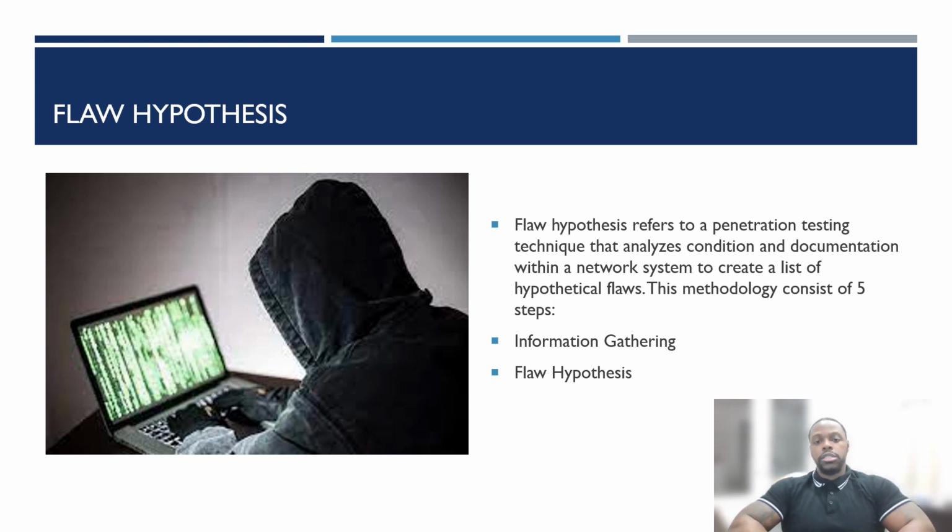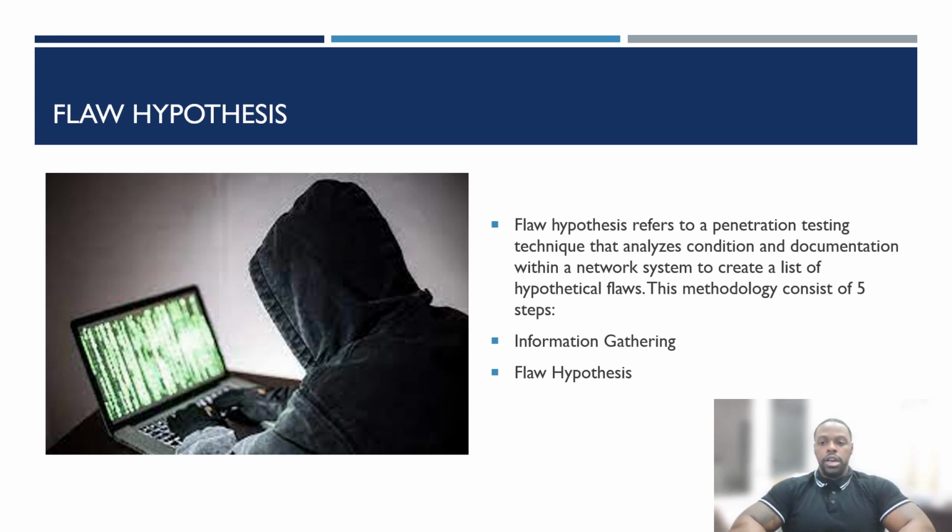Flaw hypothesis. This refers to penetration testing techniques that analyze condition and documentation within a network system to create a list of hypothetical flaws. This methodology consists of 5 steps. Of those 5 steps, number 1, we have information gathering. It is concurrent with testers gathering as much information as possible to locate a vulnerability.